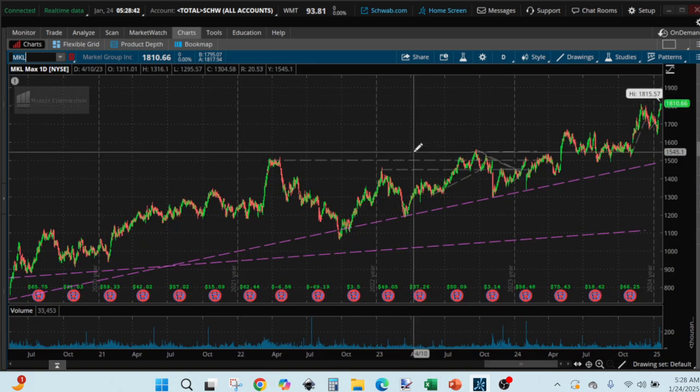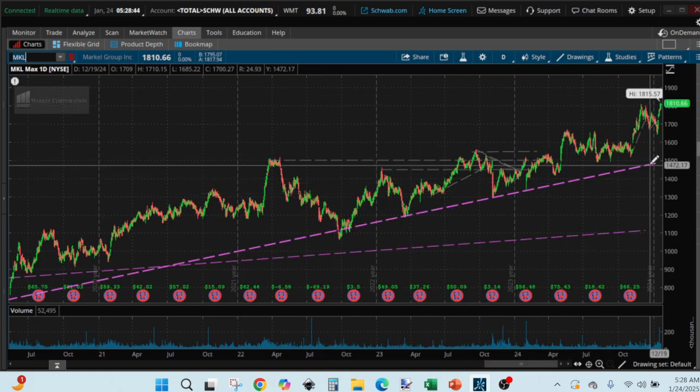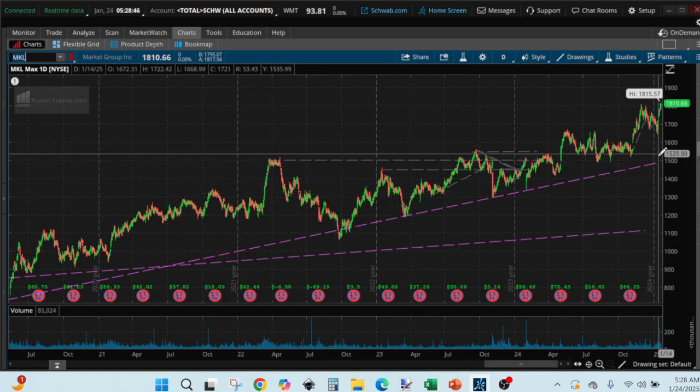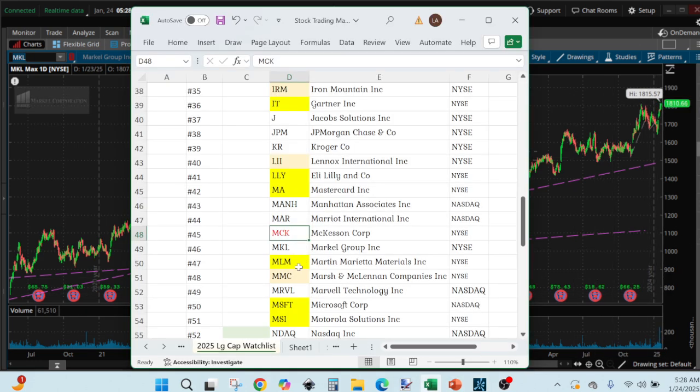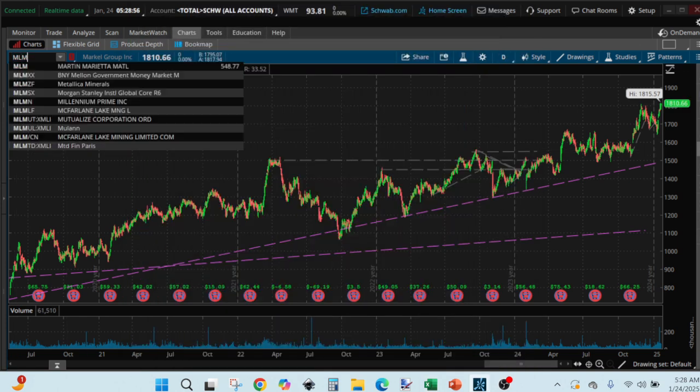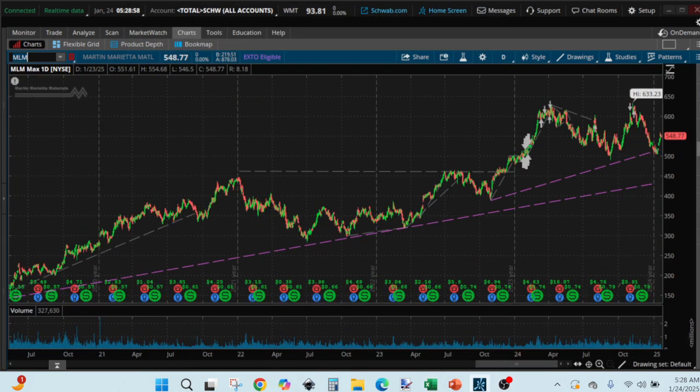So MKL, we like to buy at this trend line, but right now it's going up and it made a new high recently. The next one is MLM. MLM, we purchased it, we have not sold it yet.